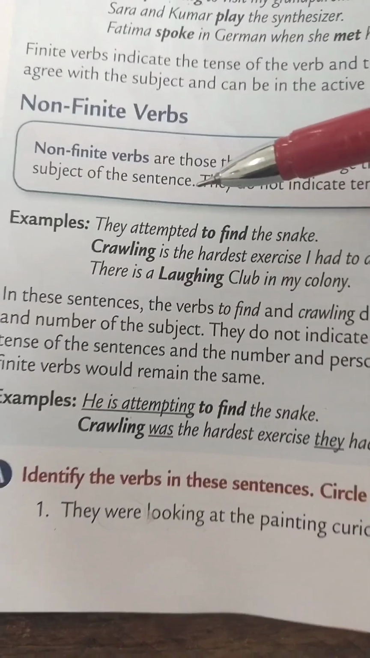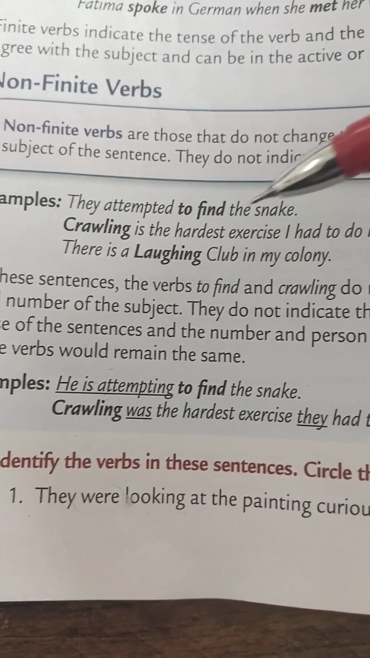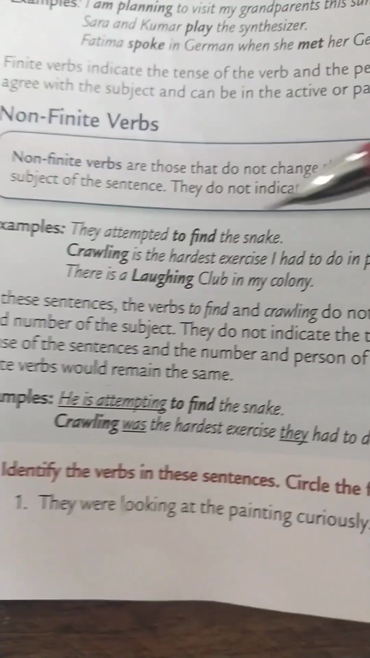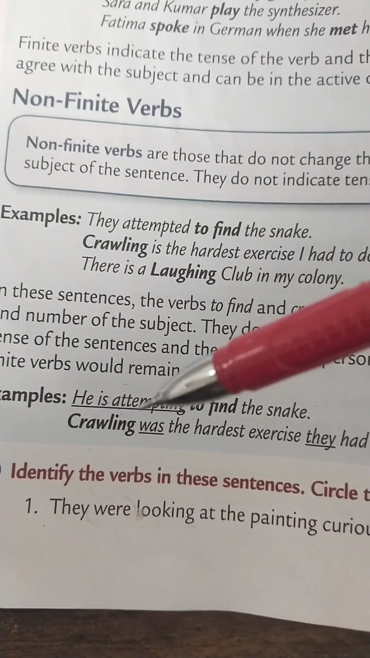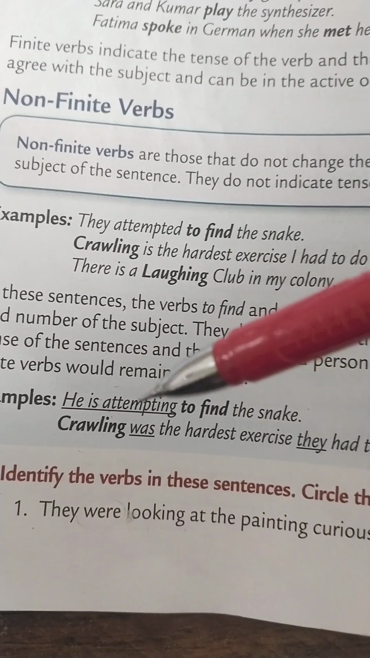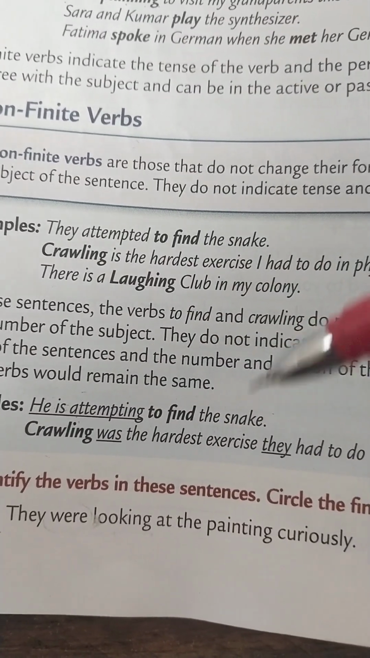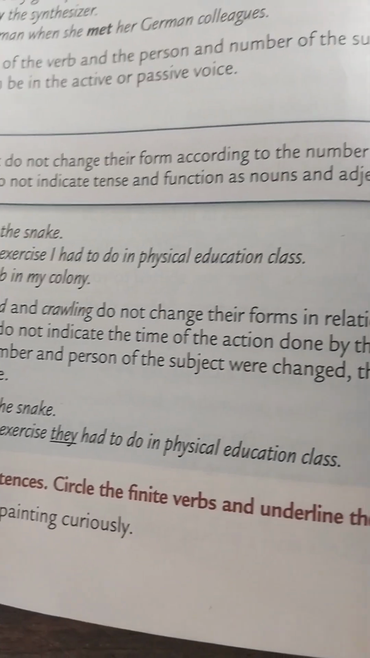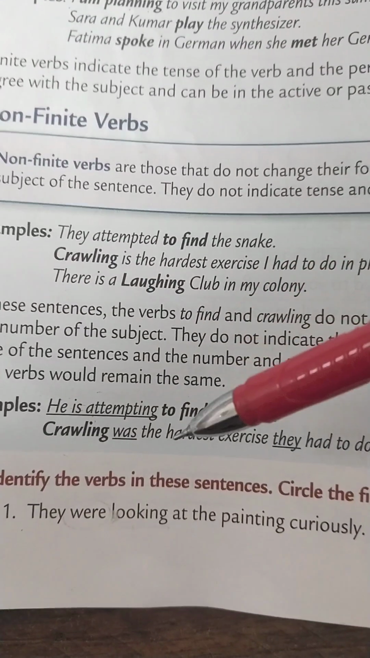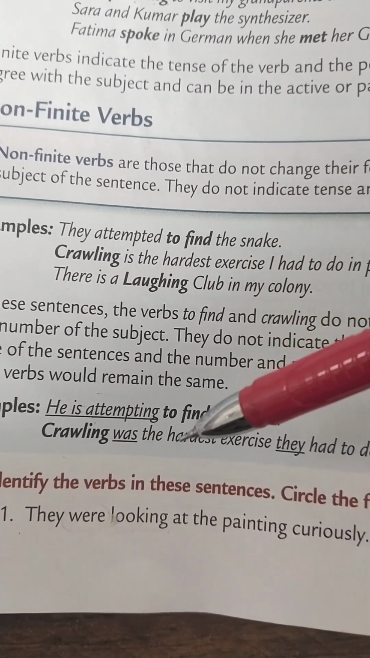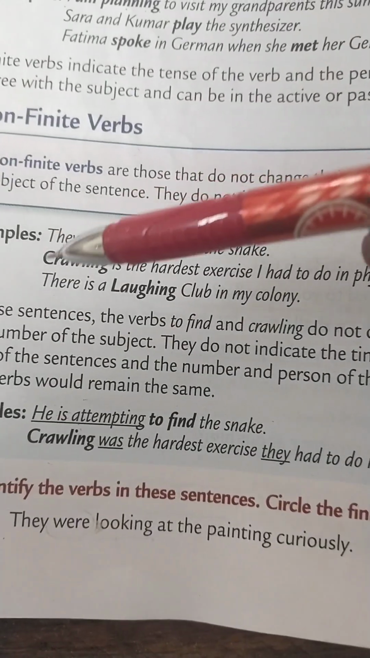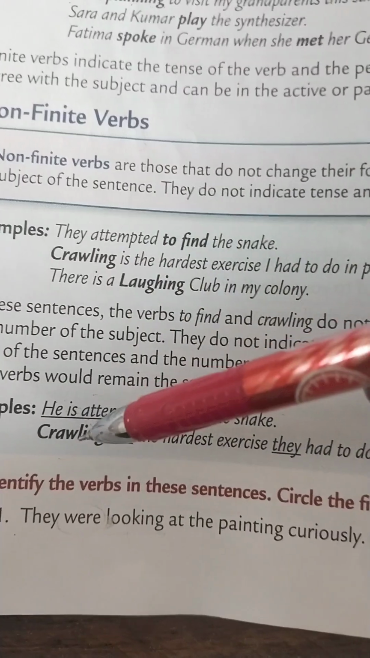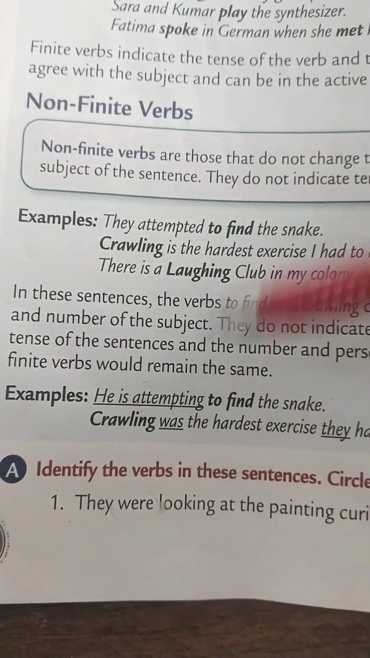Then see, crawling is the hardest exercise I had to do in physical education class. Now the same sentence, children, we can write this way also: crawling was the hardest exercise, and by changing the subject from I to they, they had to do in physical education class. Now you can see the difference in both sentences. We have changed the tense, we have changed the subject, but this verb "crawling" has remained the same in both the sentences. So this is a non-finite verb.